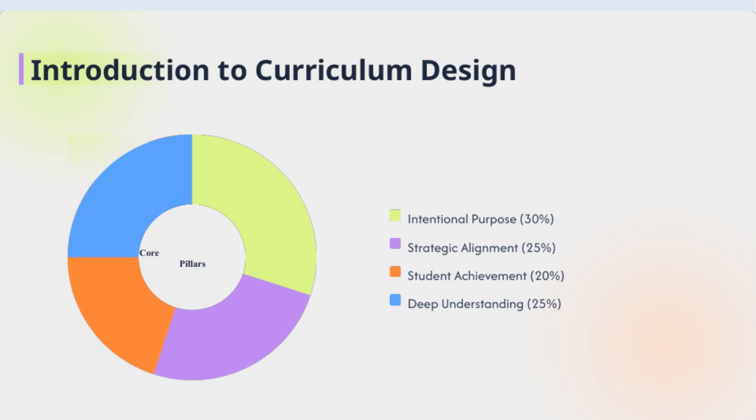Then, we have strategic alignment at 25%, which involves aligning our curriculum with broader goals and standards to keep everything purposeful and focused. Lastly, intentional purpose, which is the largest at 30%, reminds us that everything we do should be purposeful and deliberate, guiding our decisions and actions. These four pillars, deep understanding, student achievement, strategic alignment, and intentional purpose, are the foundation of our curriculum design. They help us create a cohesive, meaningful learning experience that truly supports student growth and aligns with our educational goals.